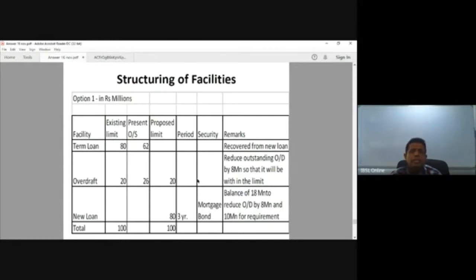And by reducing the existing overdraft limit of 26 by 8 million, you have 18 million current outstanding, and 10 million you can use for the requirement that you need.